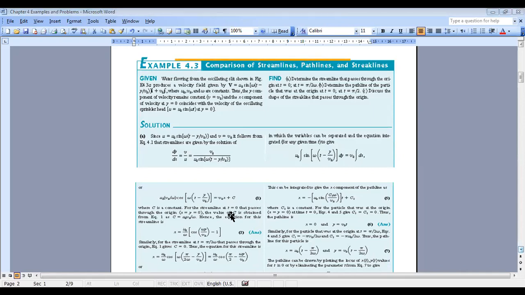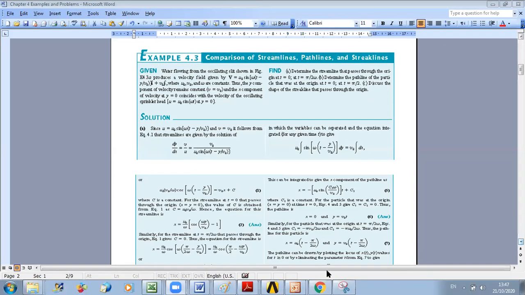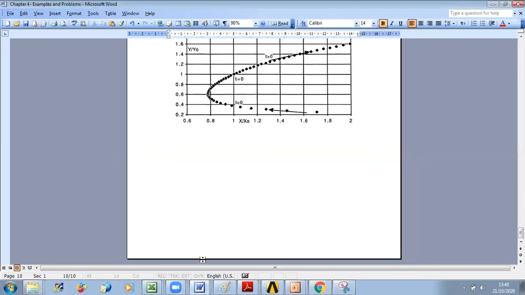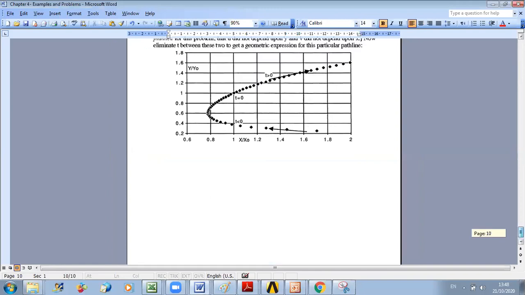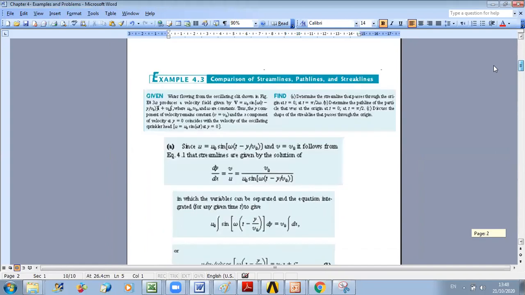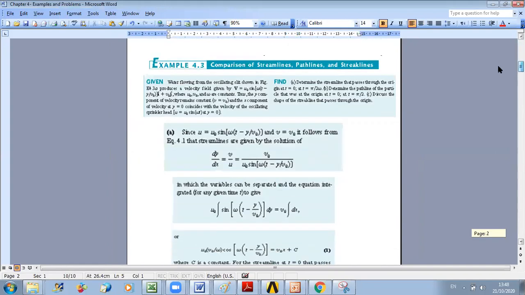I will open a new file because here it is not very clear. I posted this file for you. Okay, so here you can see it's more clear. Do you see the file now?